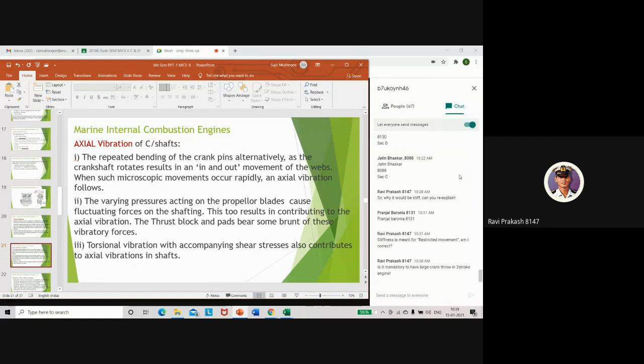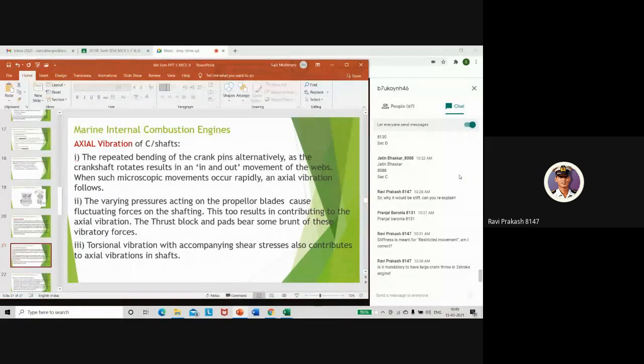Ravi, is it mandatory to have a large crank throw? My goodness. Ravi Prakash, why are long-stroke engines so essential in today's world? I have been trying to tell you, the stroke is getting longer and longer to burn poorer and poorer grades of fuel. So if the stroke becomes longer, then the distance from the crank pin to the journal becomes longer and longer. So you have much more possibility of torsional vibration. It's inevitable. You're asking me, is it mandatory to have a large crank throw in a two-stroke engine? Of course, it is mandatory if you're going to burn poorer grades of fuel.